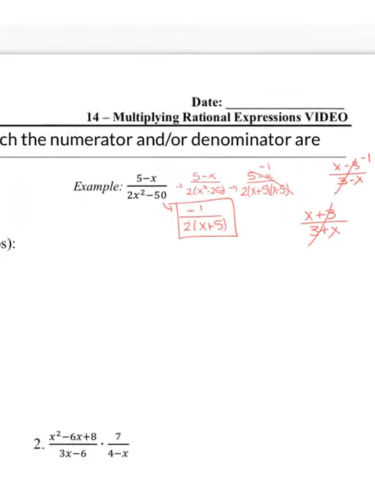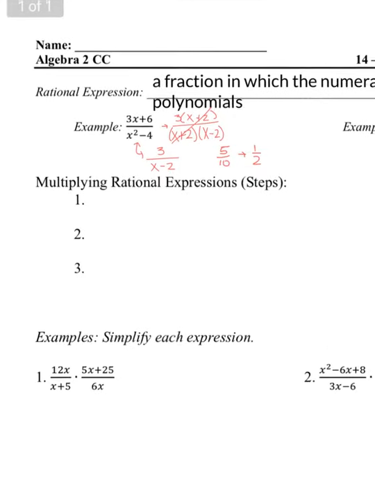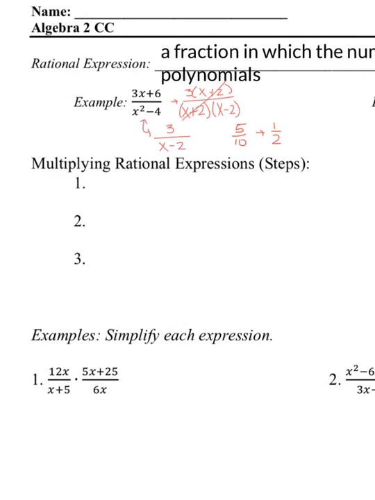All right? So your steps, what we're going to do today, we're going to practice multiplying rational expressions. You have 3 steps. Your first step is to factor the numerators and denominators completely. Factor everything completely. Second step, you're going to cancel the common factors. Kind of like what we just did. Cancel common factors.